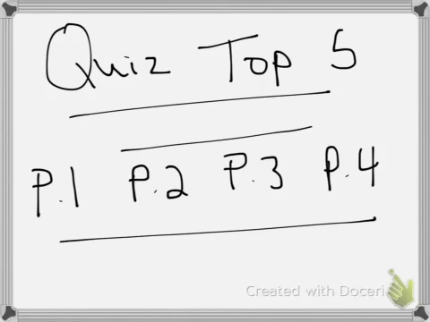Okay, so today we're going to look at the top 5 for your Quiz 2s, and these topics are going to come from P.1, P.2, P.3, and P.4. The first topic I want to look at is being able to evaluate an expression when given a number.